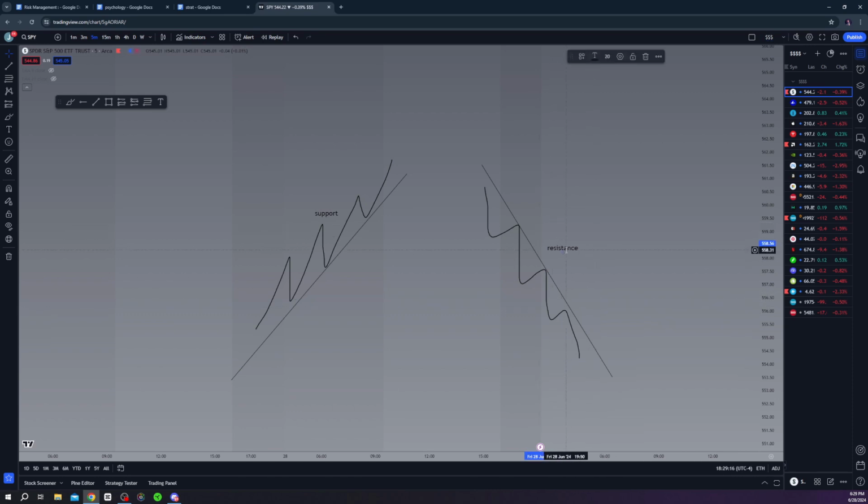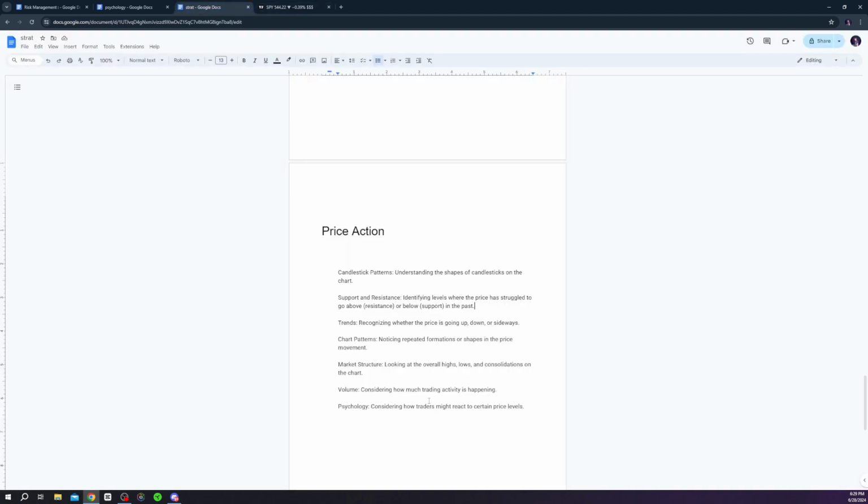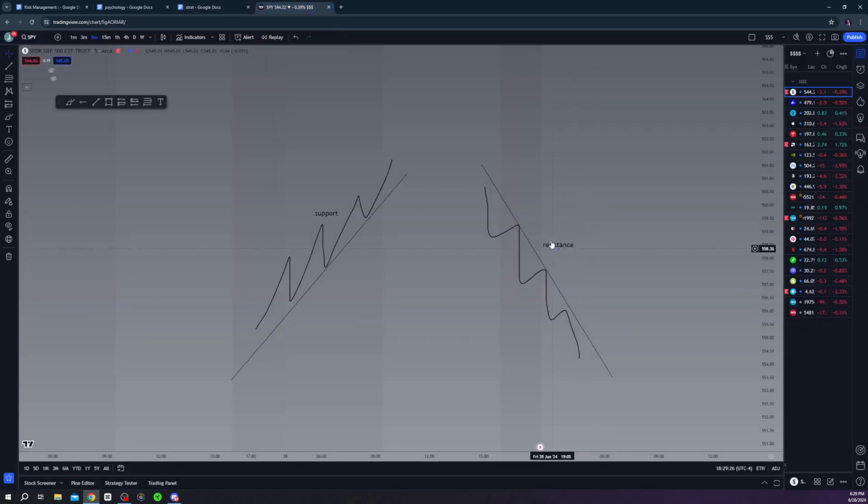Easy. Write this down, screenshot it. When you see resistance, price is struggling to go above. Write this down, screenshot it, and understand it. Also, you're not going to know it right after this class. You're not going to understand it fully. You need to study after. One day of this is not going to do anything for you.